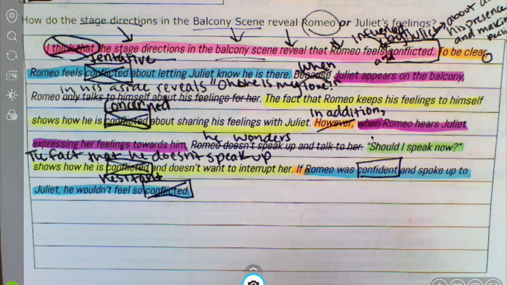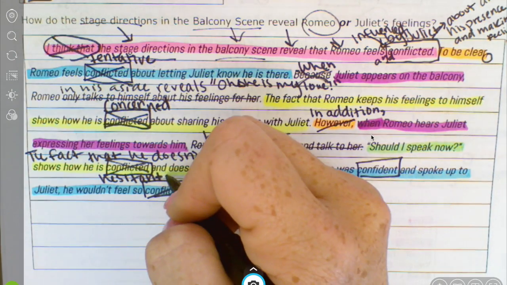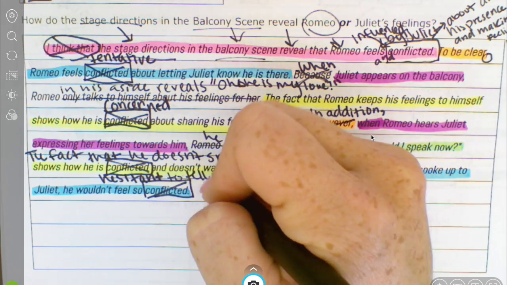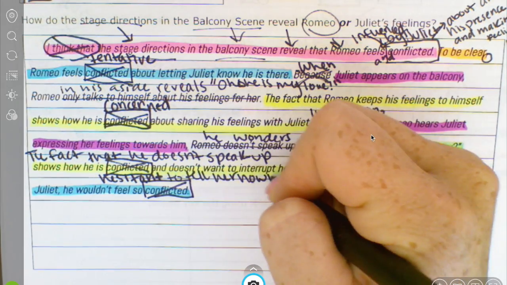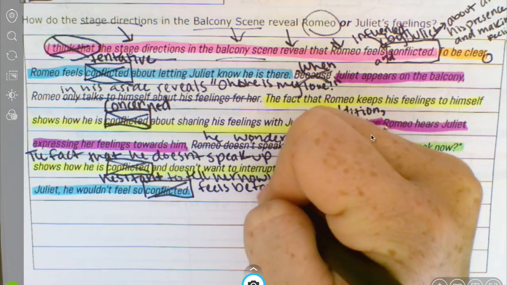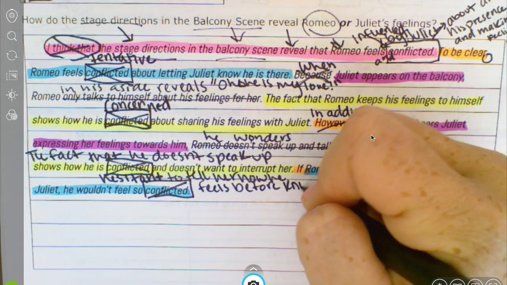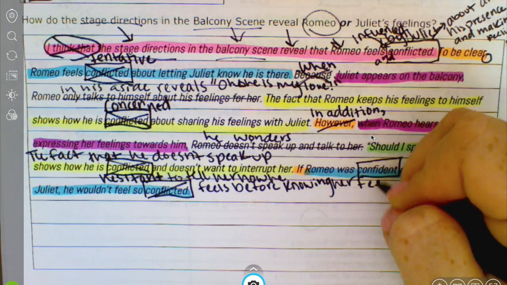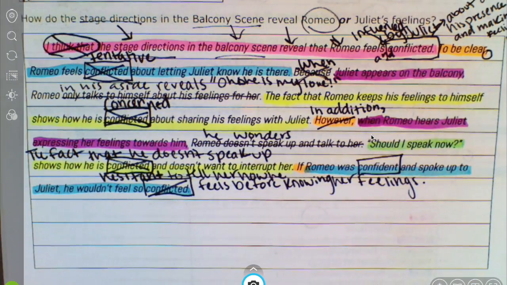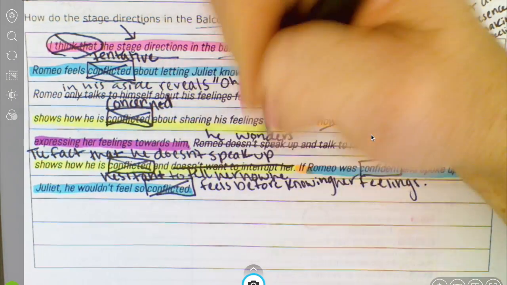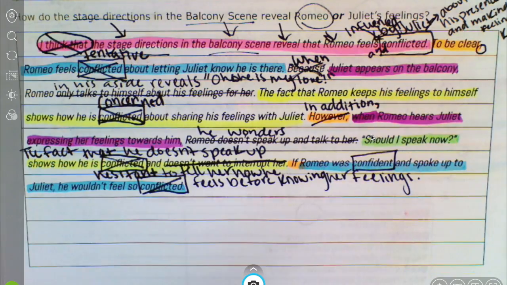So I'm going to say, and he doesn't want to speak up, so he's hesitant to tell her how he feels before knowing her feelings. Okay? And I can end that there. I'm going to get rid of this doesn't want to interrupt her. Then I have my if, which is perfect.